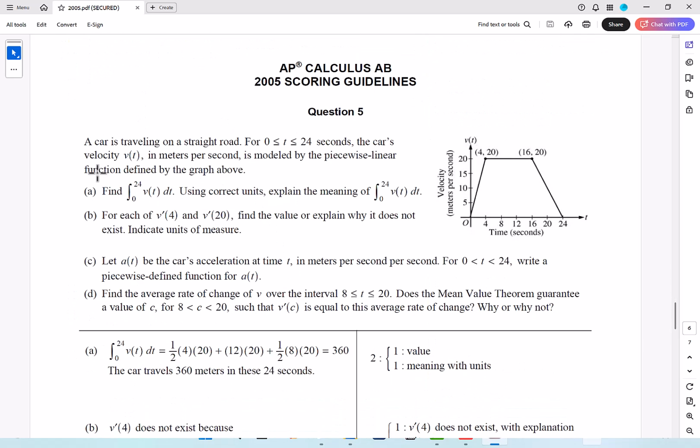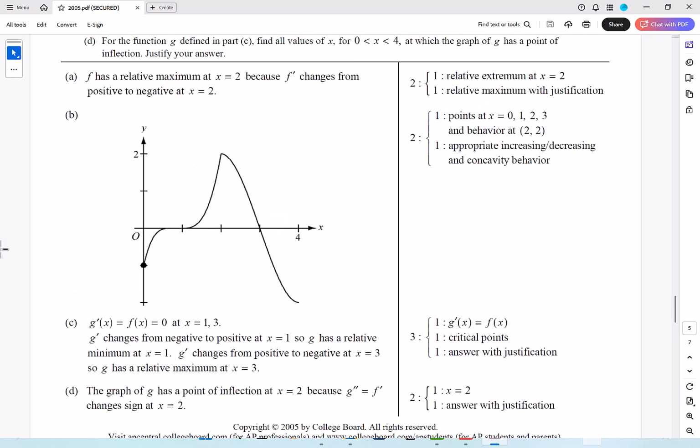All right, there it is. So we got a point. Yeah, look, we got everything. G prime changes from negative to positive at x equals 1. So G has a relative minimum at x equals 1. G prime changes from positive to negative at x equals 3. So G has a relative maximum at x equals 3. We got them.